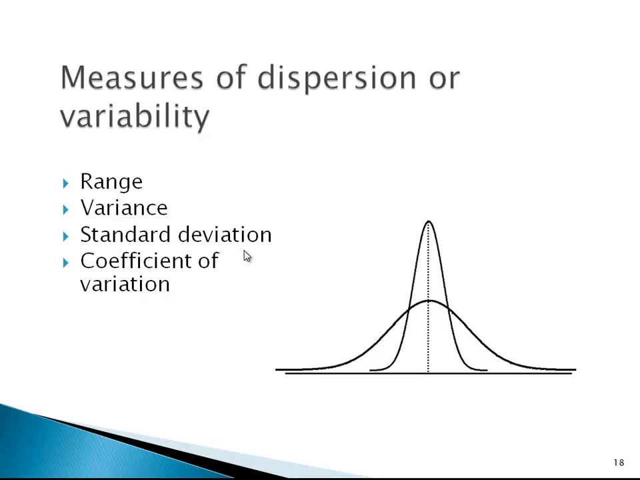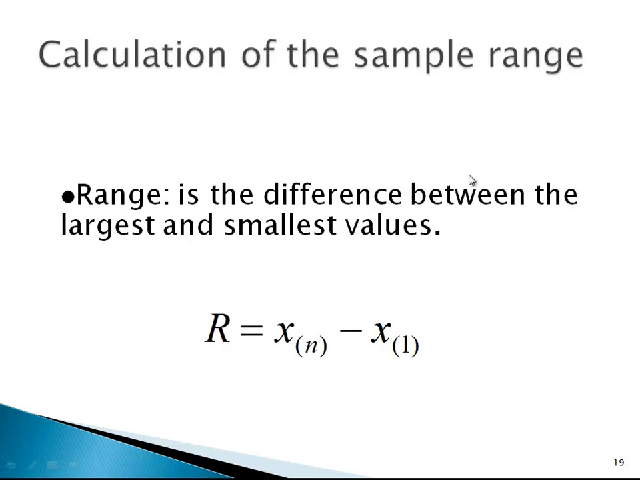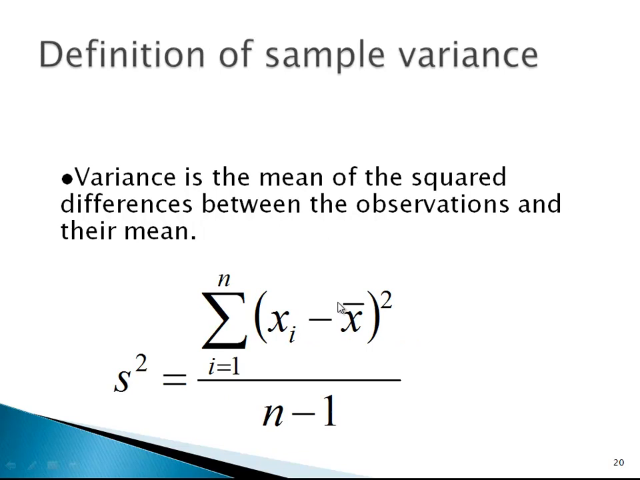Especially if we have a bigger range of data, the variability will be more. So we need to study what's called variance, standard deviation, and the coefficient of variation. So what's the range? The range is the difference between the largest and the smallest values. So r is equal to xn minus x1.